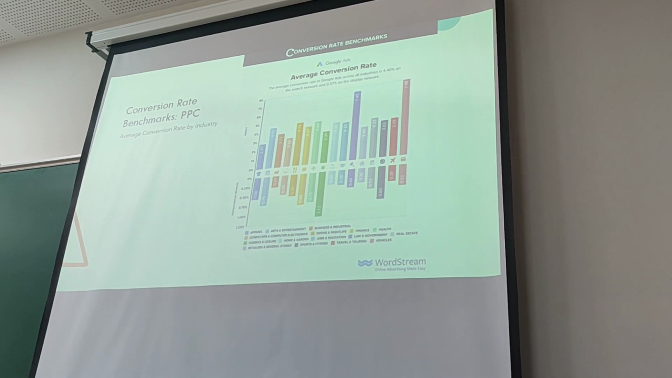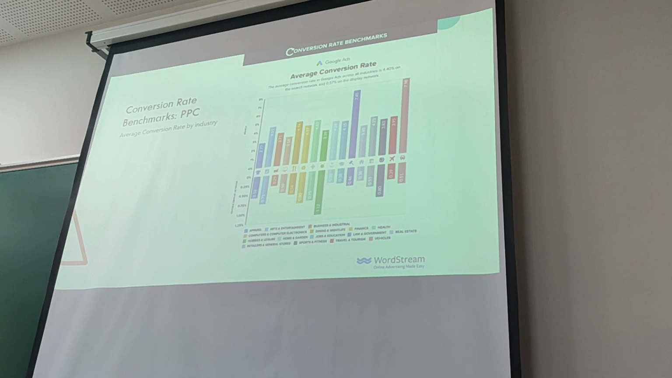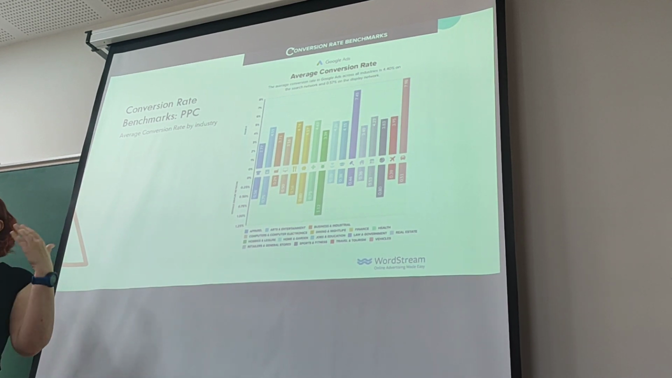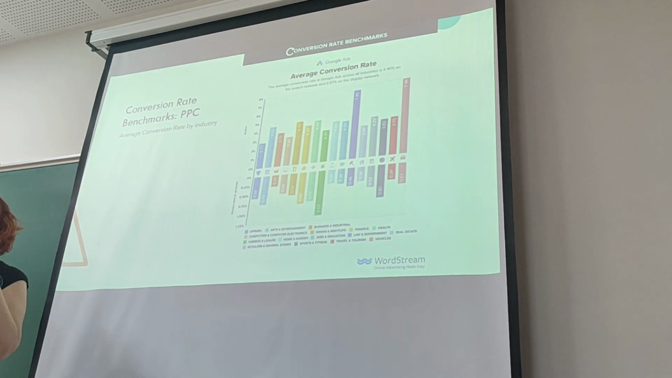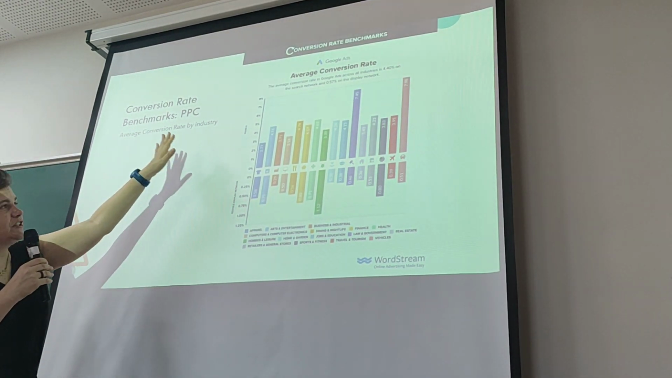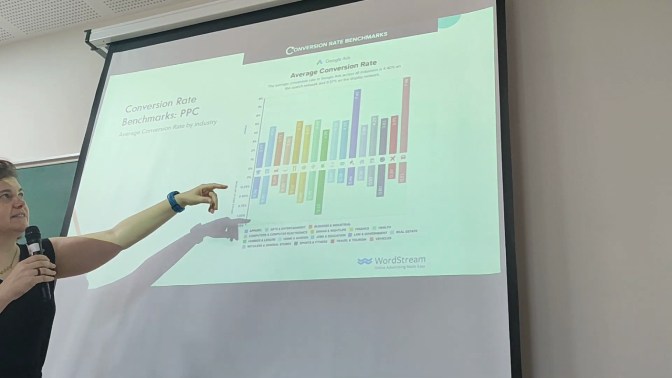This shows how different the average conversion rate is across different industries, and then within these industries, each business will have different conversion rates. So all you can do is really benchmark it against your own. So this is average conversion rate by industry on Google Ads.